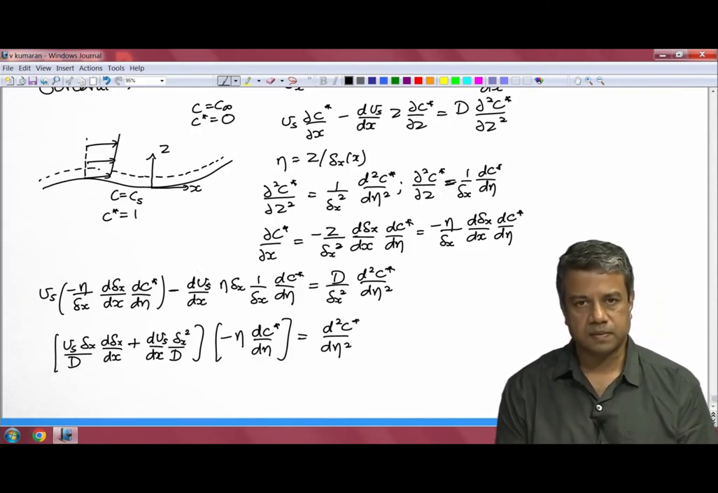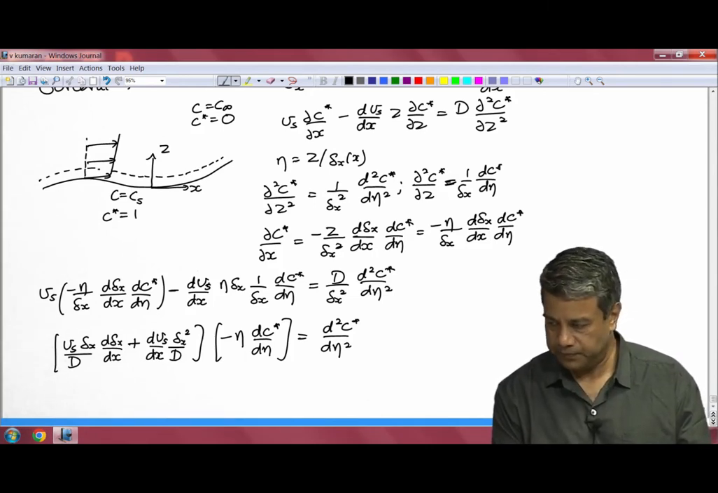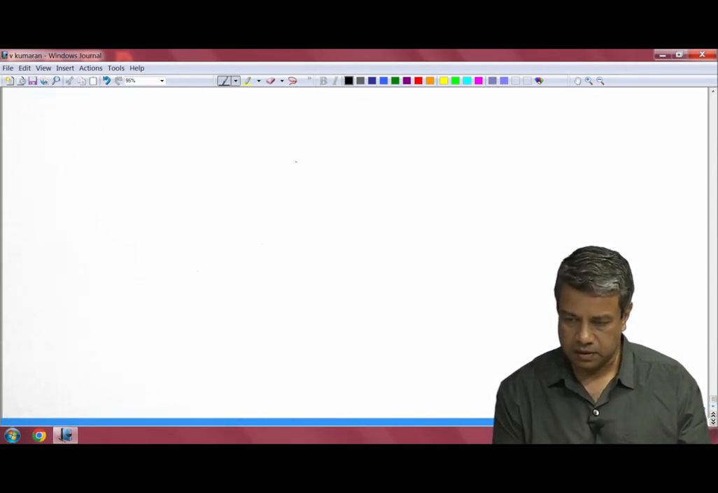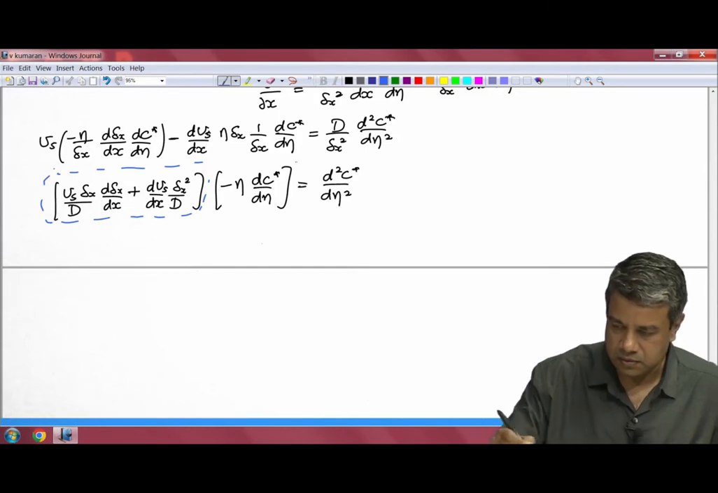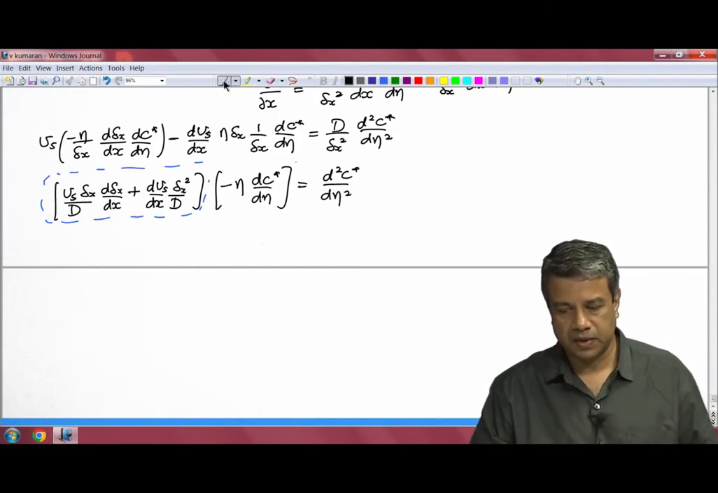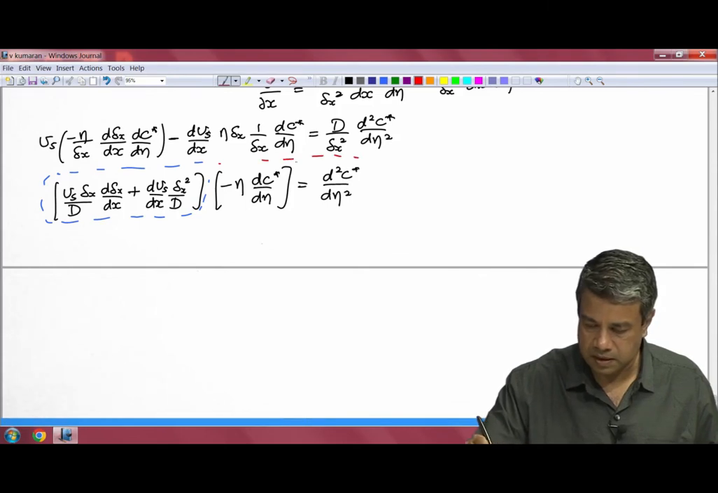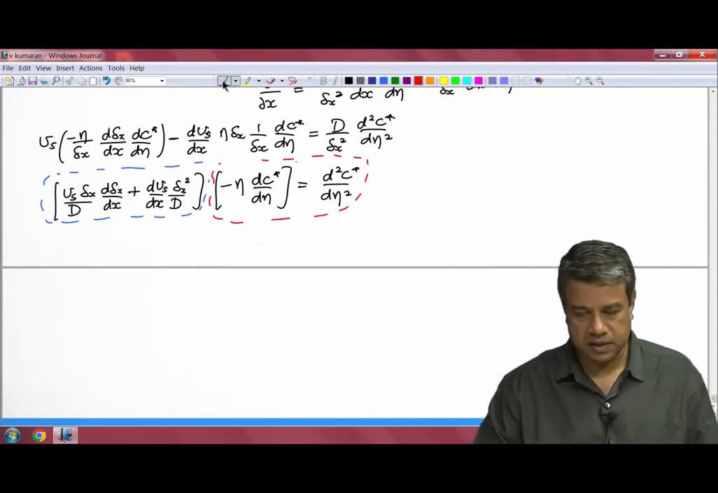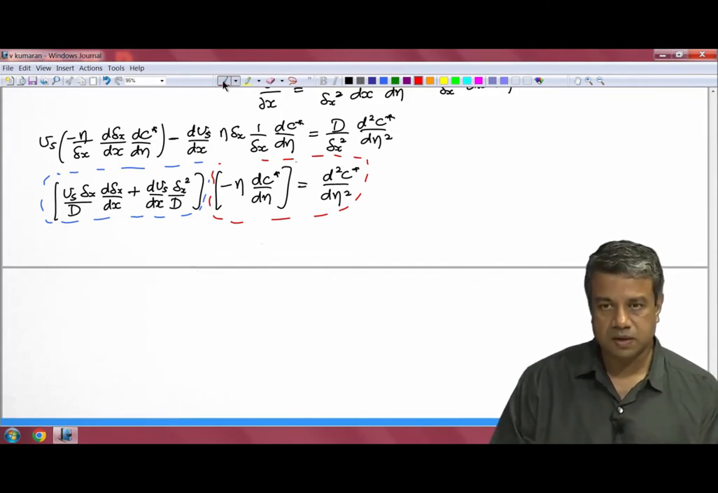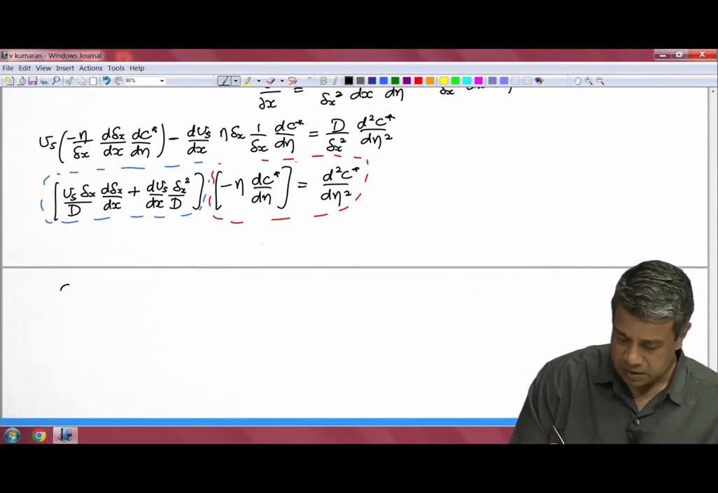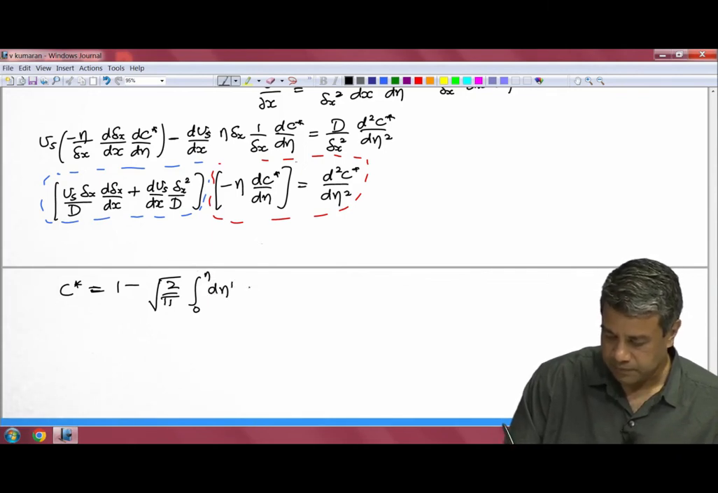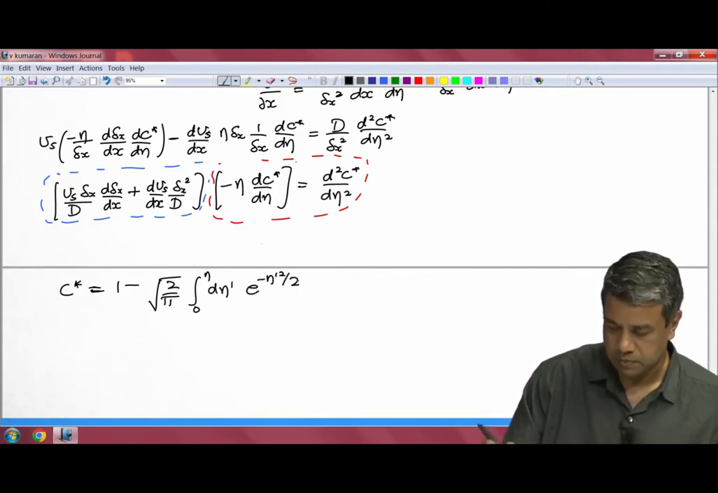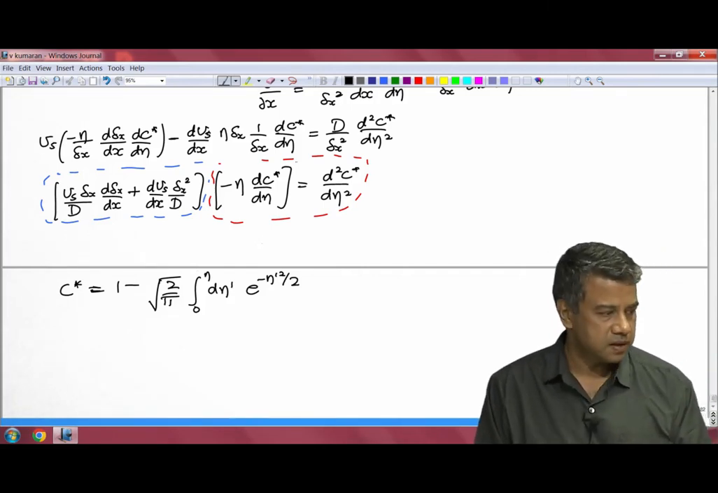So, this is the final expression for the concentration in terms of eta. And for a similarity solution, this term has to be a constant, and without loss of generality that constant can be set equal to 1. The solution for C star is obtained by solving this equation. That was the solution that we had just obtained, that is C star is equal to 1 minus root of 2 by pi integral 0 to eta d eta prime e power minus eta prime square by 2. That was the solution for the concentration that we had just obtained.